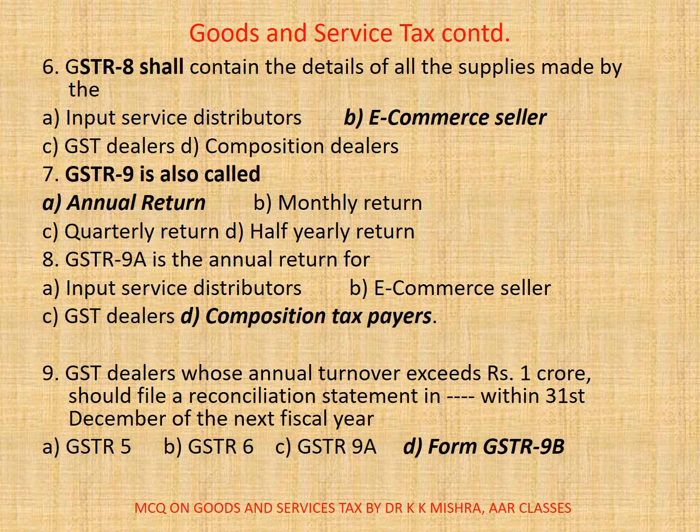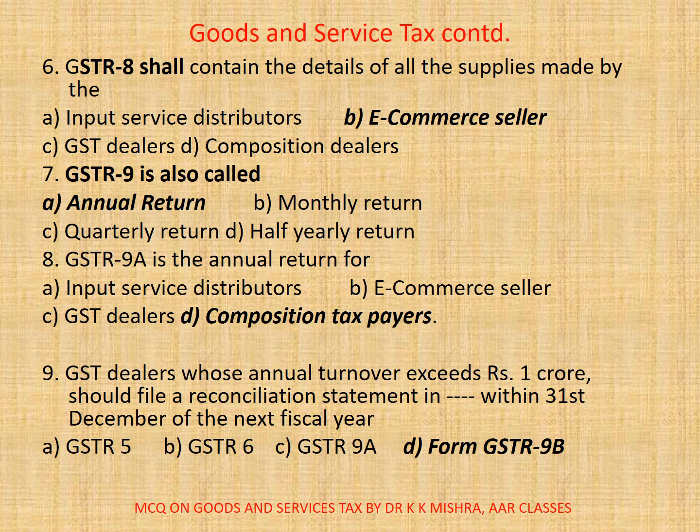TDS. 6. GSTR 8 shall contain the details of all the supplies made by the A. Input service distributors, B. E-commerce sellers, C. GST dealers, D. Composition dealers. The correct option is B. E-commerce seller. 7. GSTR 9 is also called A. Annual return, B. Monthly return, C. Quarterly return, D. Half yearly return. The correct option is A.